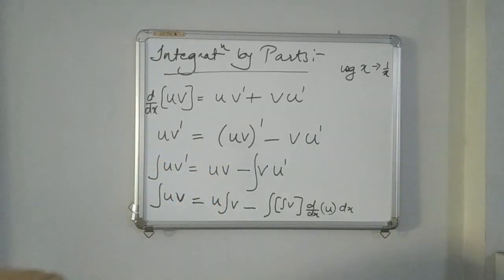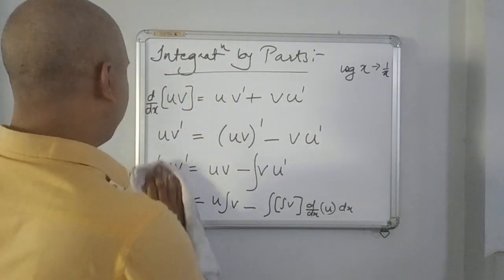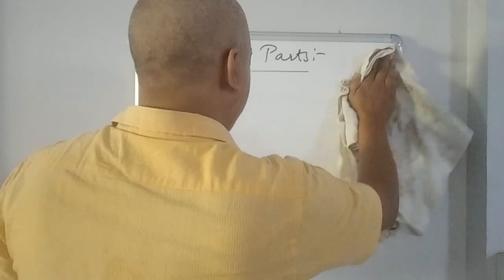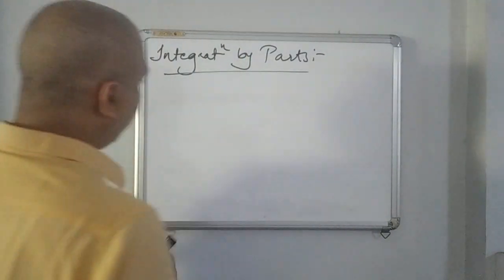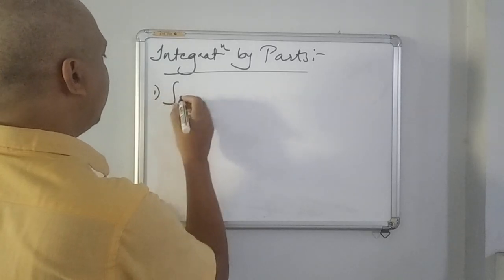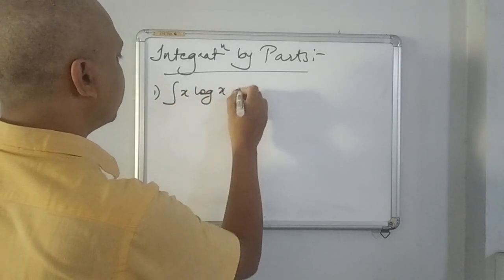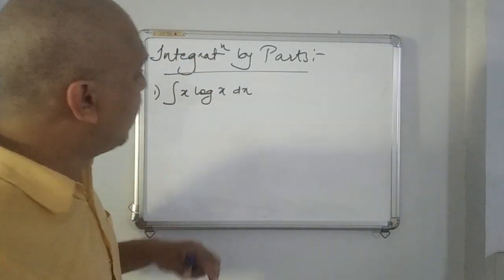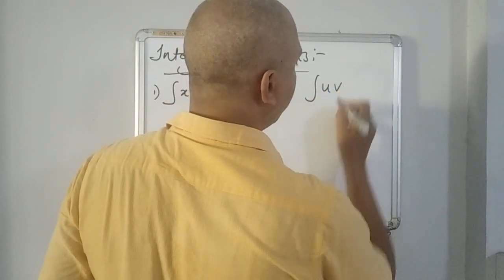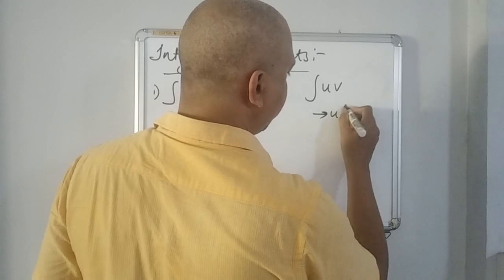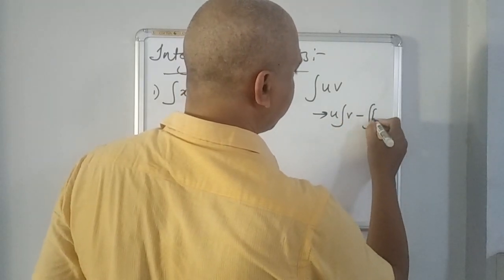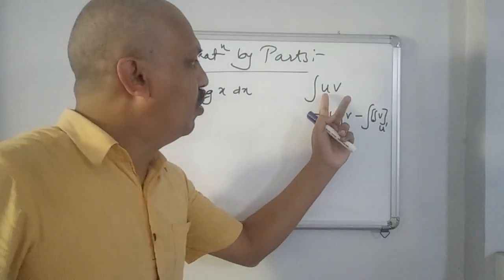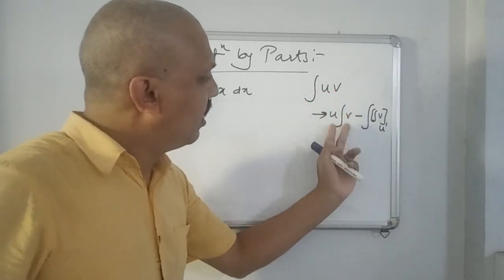We'll now solve very simple basic problems based on integration by parts. So I'll write the first problem as integration of x into log x. Now what should be the way to solve this? We have a formula for integration of u into v. That formula is u into integration of v minus integration of integration v into derivative of u. But here u into v, if I put it in this way, you will get this formula.